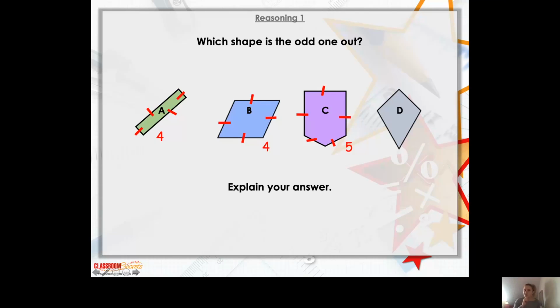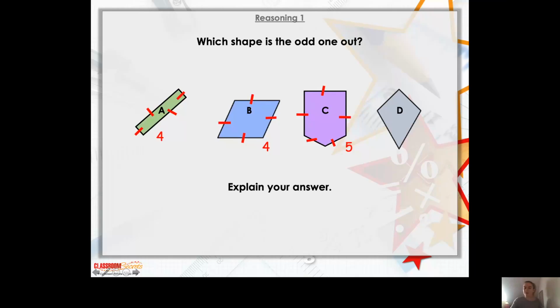What type of shape is it if it has 5 sides? Yes, it's a pentagon, isn't it? Remember, we have 5 fingers on our hand and we can hold a pen in our hand. So therefore, a 5-sided shape is called a pentagon. Now, this is probably going to be the odd one out, isn't it? But let's just check shape D to be sure.